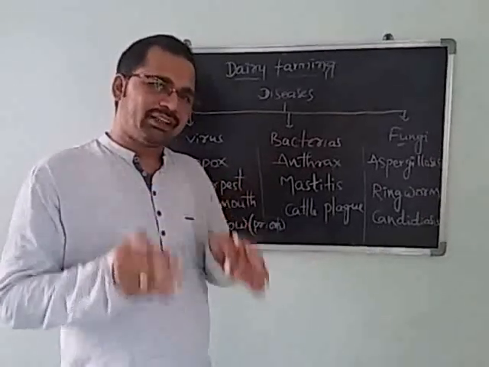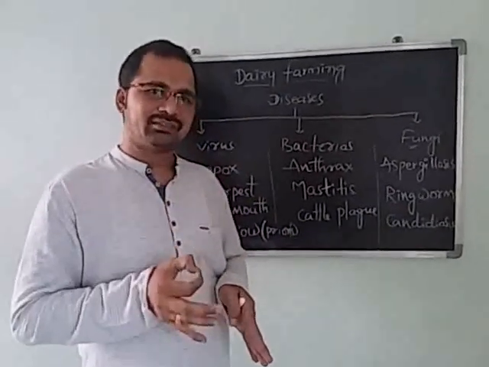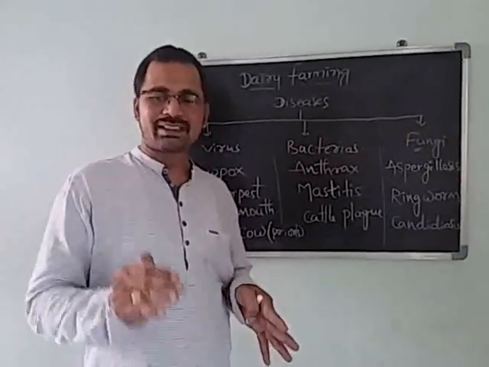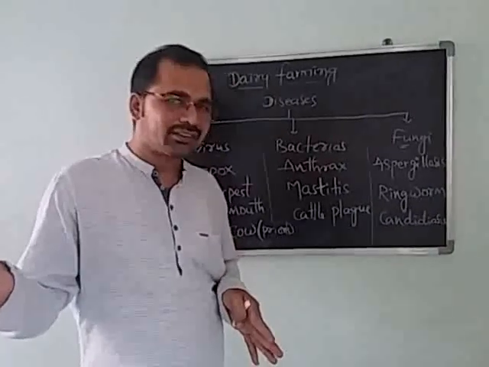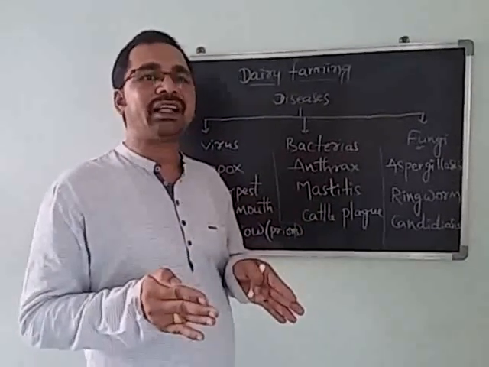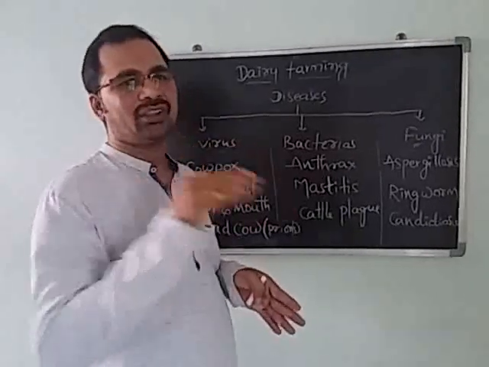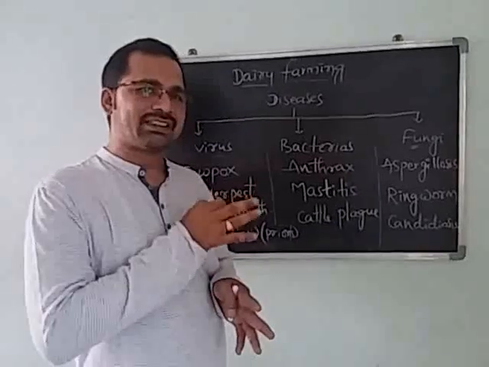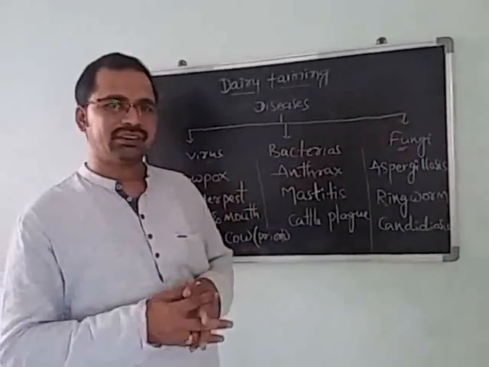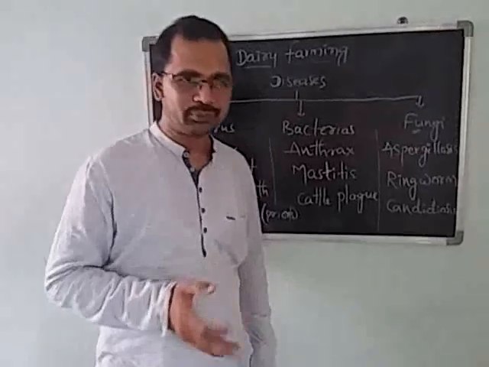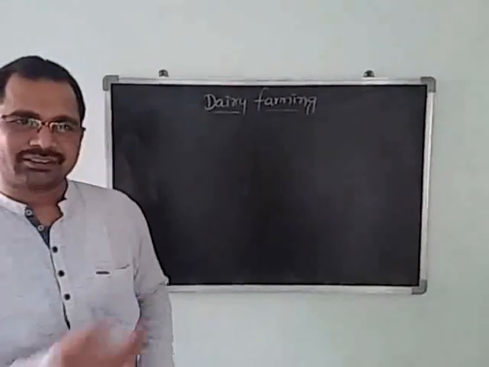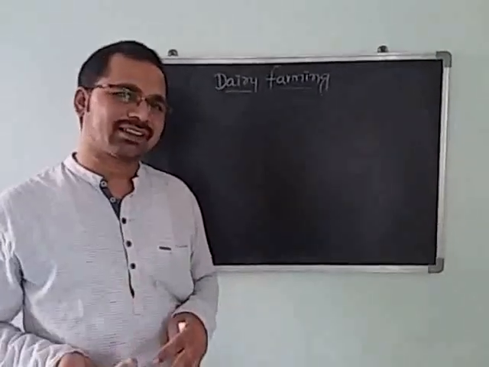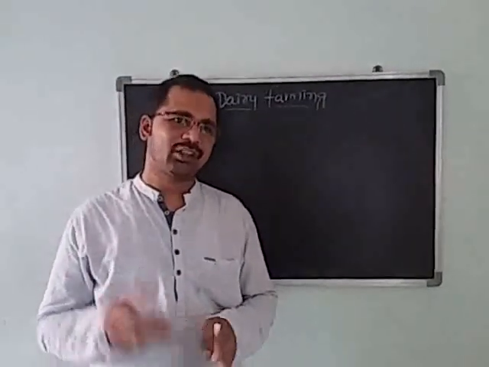If one cattle in our dairy farm is affected, that cattle is immediately isolated. Isolate means separate. Why do we separate it? To prevent the spreading of diseases from one cattle to another. That's very, very important. Keep these disorders in mind, it is important from the exam point of view. We discussed what steps we take in the dairy farm and what disorders are commonly seen in cattle. Now we will discuss the next topic.